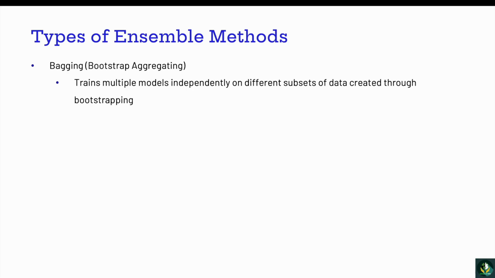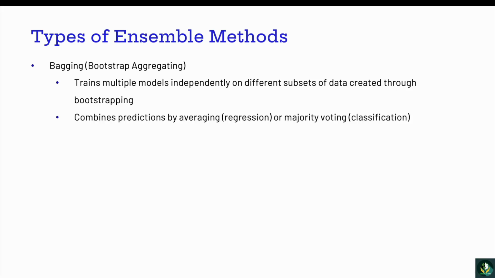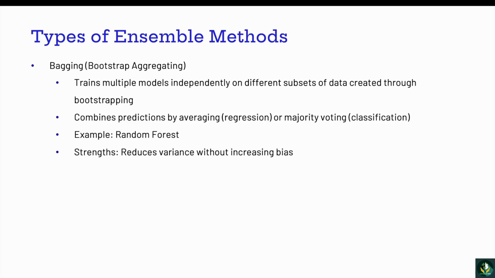Now, what are the different types of ensemble methods? First one is called bagging, or bootstrap aggregating. The concept here is you train multiple models independently on different subsets of data created through bootstrapping. It's random sampling with replacement. Now, this combines predictions by averaging, which is regression, or majority voting, which is classification. Example is random forest in this case. Next, the strength of this is it reduces variance without increasing bias.